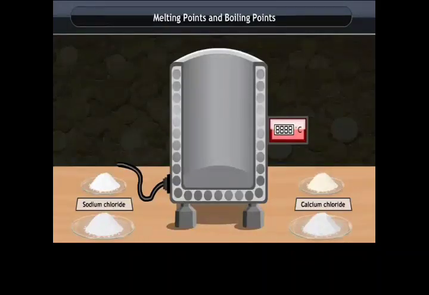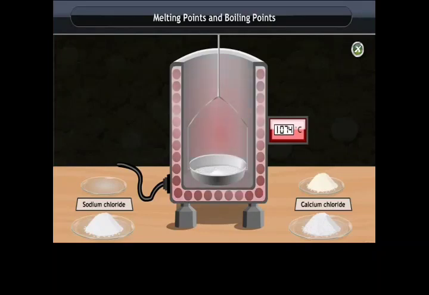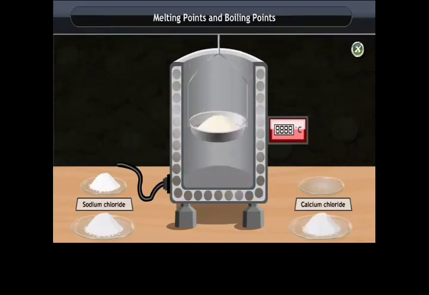Melting points and boiling points. Ionic compounds have high melting and boiling points due to the strong force of attraction between the ions. Let us see. Click on one of the buttons. You will observe that sodium chloride melts at 1074 Kelvin. Lithium chloride melts at 887 Kelvin, while magnesium chloride melts at 981 Kelvin. Calcium chloride melts at 1045 Kelvin.